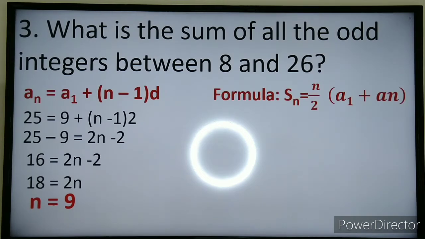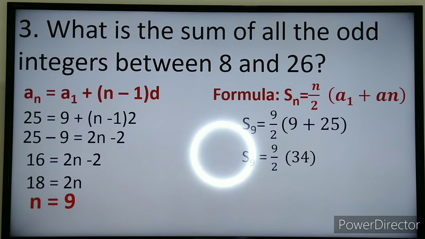S sub n equals n over 2 times quantity a sub 1 plus a sub n. This one was supposed to be a sub n. That is a subscript, the n. Then by substitution, we have now S sub 9, because the value of n is 9, equals 9 over 2 times quantity 9 plus 25. A sub 1 is the first term, then a sub n is the last term.